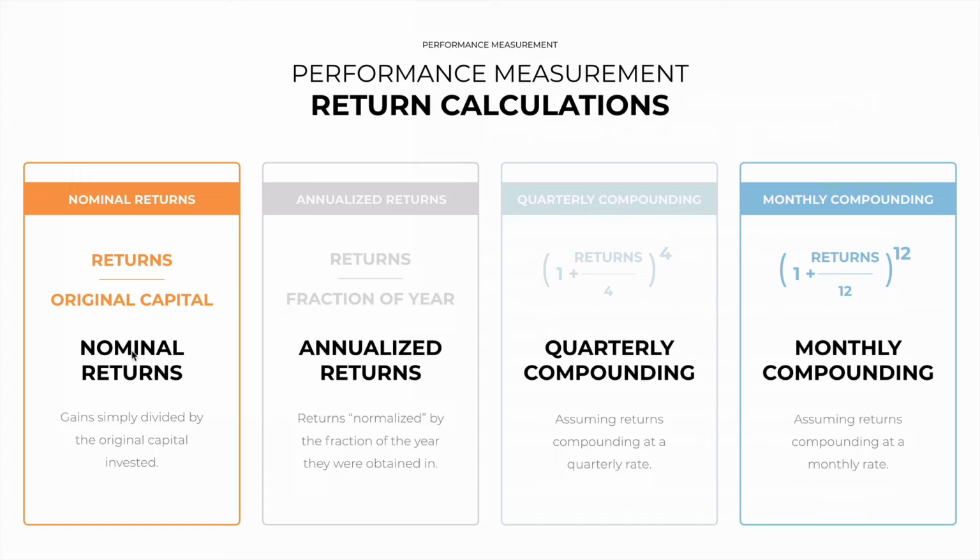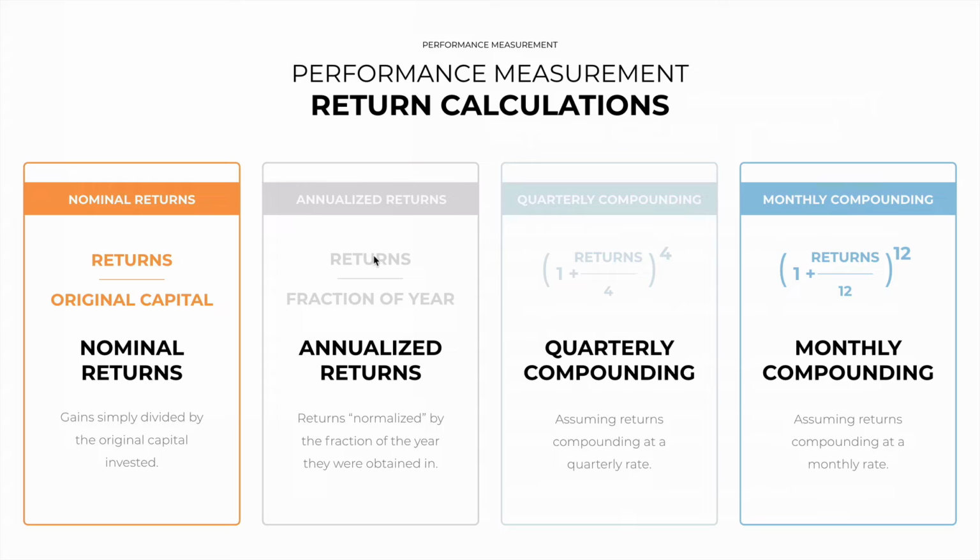The first is the nominal return. As we said, very simple. The returns divided by the original capital. If you've made $10 million extra by using 100 million, you divide them and you get 10% returns. It's that simple. The second is the annualized return.